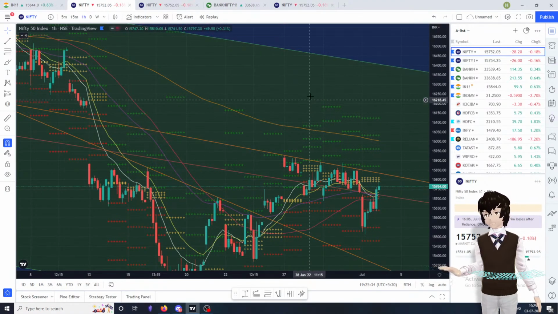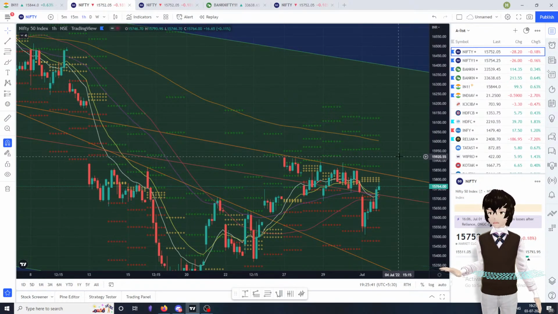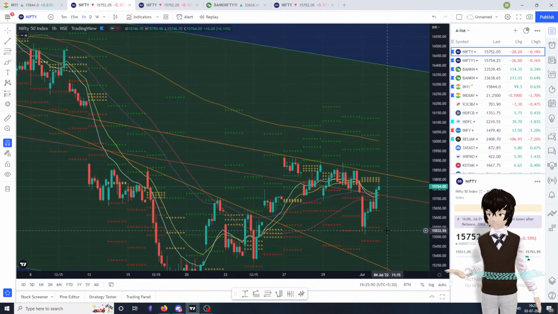And that's why I ended up selling 16,400 at around 1 o'clock, 1:30, and then it started reversing for some reason, and that's what led to the sudden increase in 16,200. But let's see what happens tomorrow.